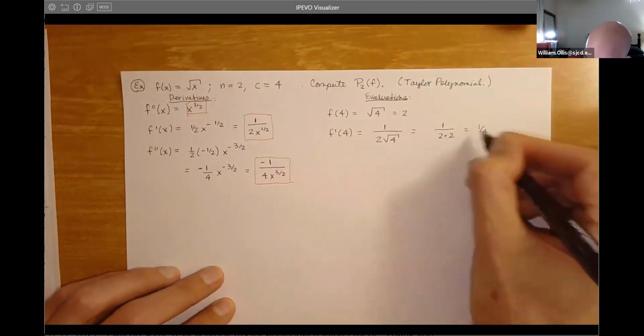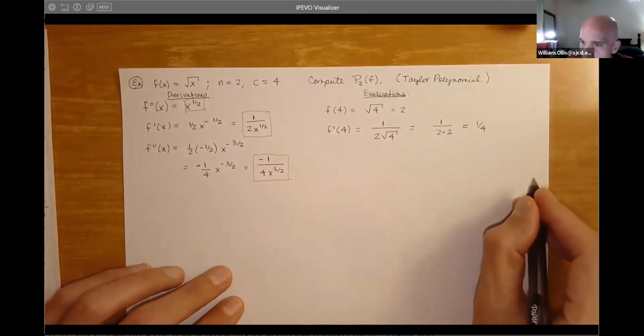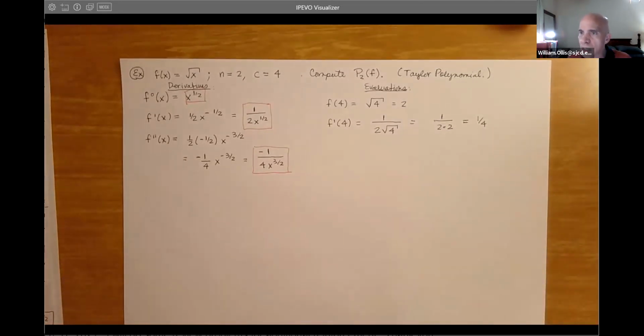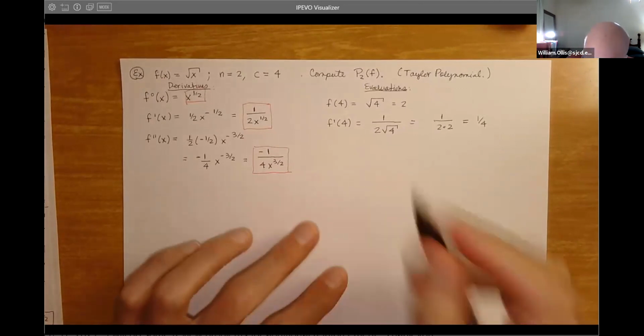This is very easy stuff, but it's just like what you found on the last test, doing integrals and doing series and stuff. There's a lot of arithmetic and you have to be very careful.